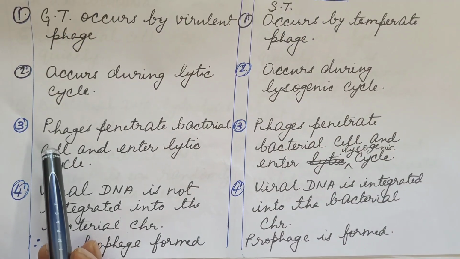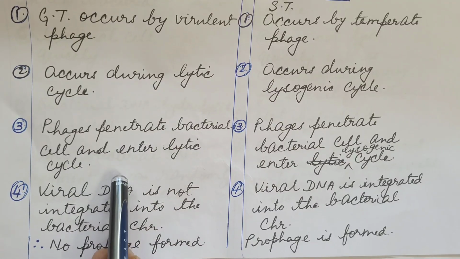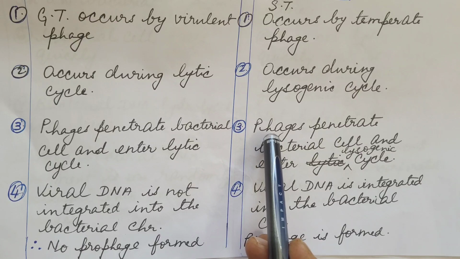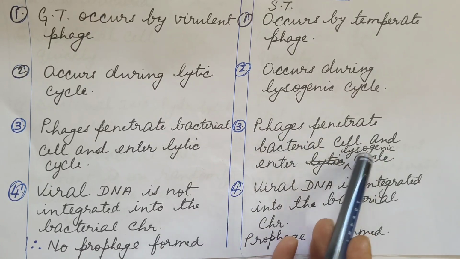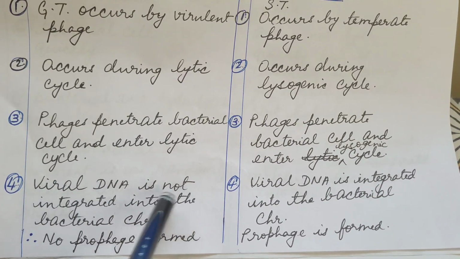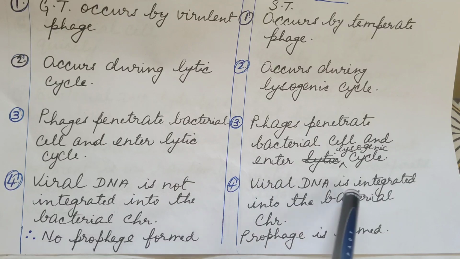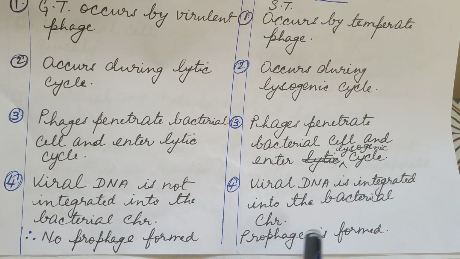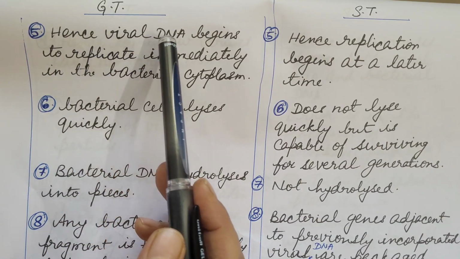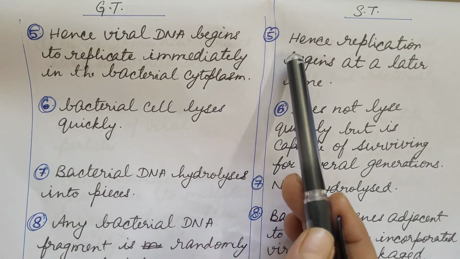In generalized transduction, virulent phage penetrate the bacterial cell and enter the lytic cycle. In specialized transduction, temperate phage penetrate the bacterial cell and enter the lysogenic cycle. In generalized transduction, viral DNA is not integrated into the bacterial chromosome. No prophage is formed. In specialized transduction, viral DNA is integrated into the bacterial chromosome. Prophage is formed.